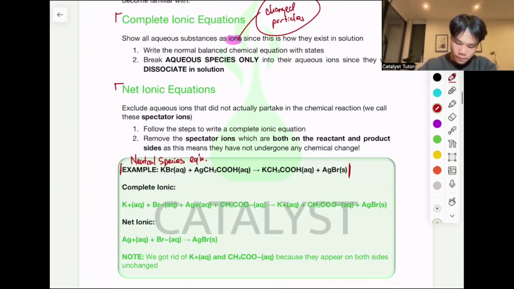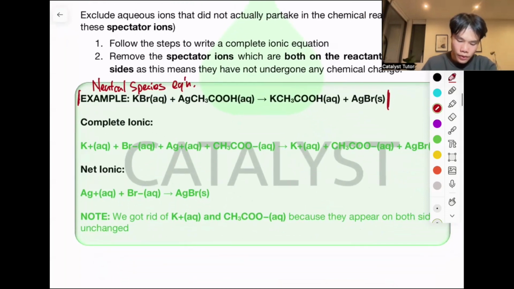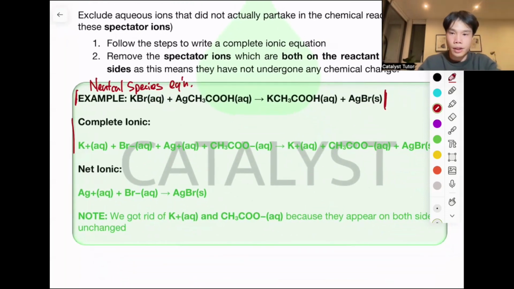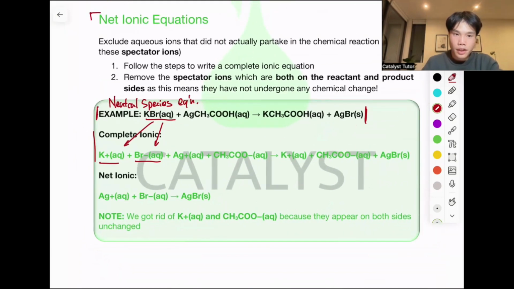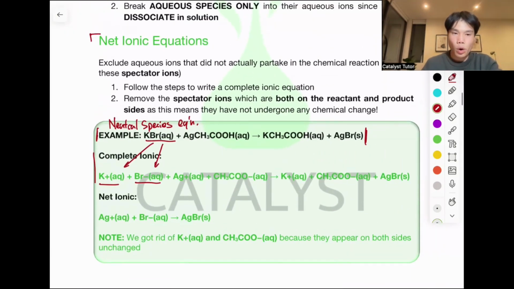What I mean by that is if you look at the first equation given here, the complete ionic equation, you'll see that the KBr, the potassium bromide that was aqueous, is now shown as K plus and Br minus. And the question is why? It's important to understand why before we just learn this and go with it.